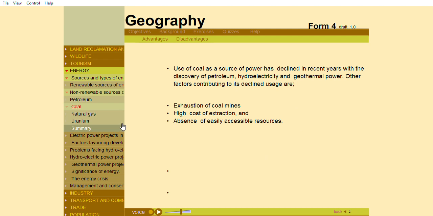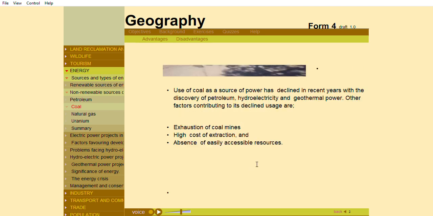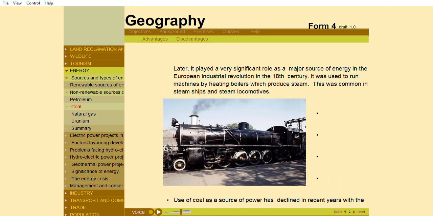Traditionally, coal has been used for cooking and heating in houses. Later, it played a very significant role as a major source of energy in the European Industrial Revolution in the 18th century. It was used to run machines by heating boilers which produced steam. This was common in steamships and steam locomotives.